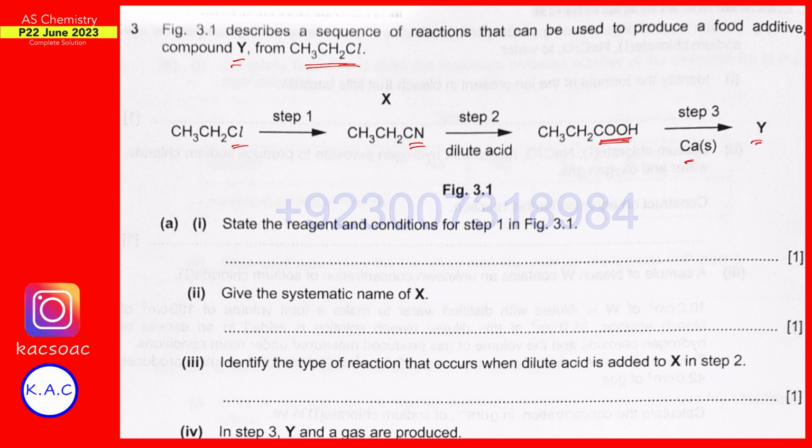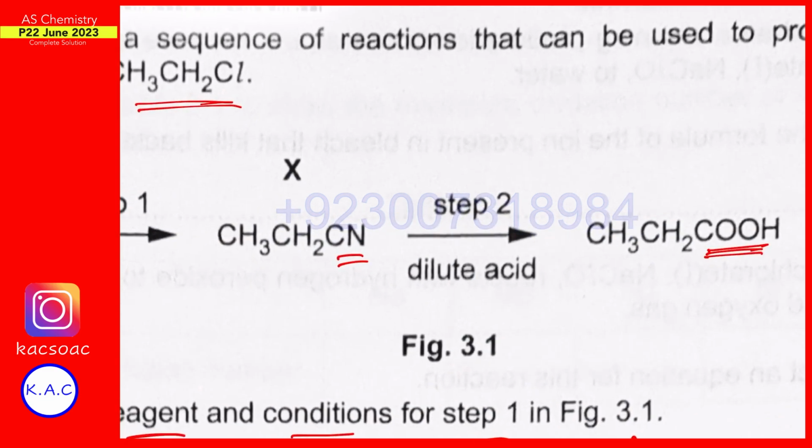Part A1: state the reagent and condition for step 1. In step 1, whenever you are going to substitute the halogen by the CN, we will have to use KCN or NaCN in alcoholic solvent, plus condition is heat. Give the systematic name of X. Here is the X, and it is having 3 carbons and a nitrile group. 1, 2, 3. Very simple.